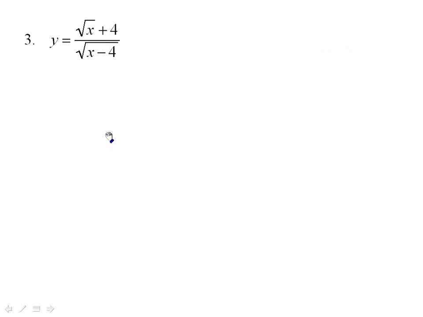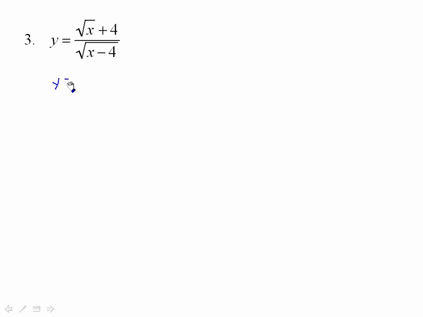So y is equal to the root of x plus 4 divided by the root of x minus 4. Interesting with this one, too, that the denominator is all one radical, but the numerator is not. I don't know if I did that on purpose or not. But whatever, we take what we're given.